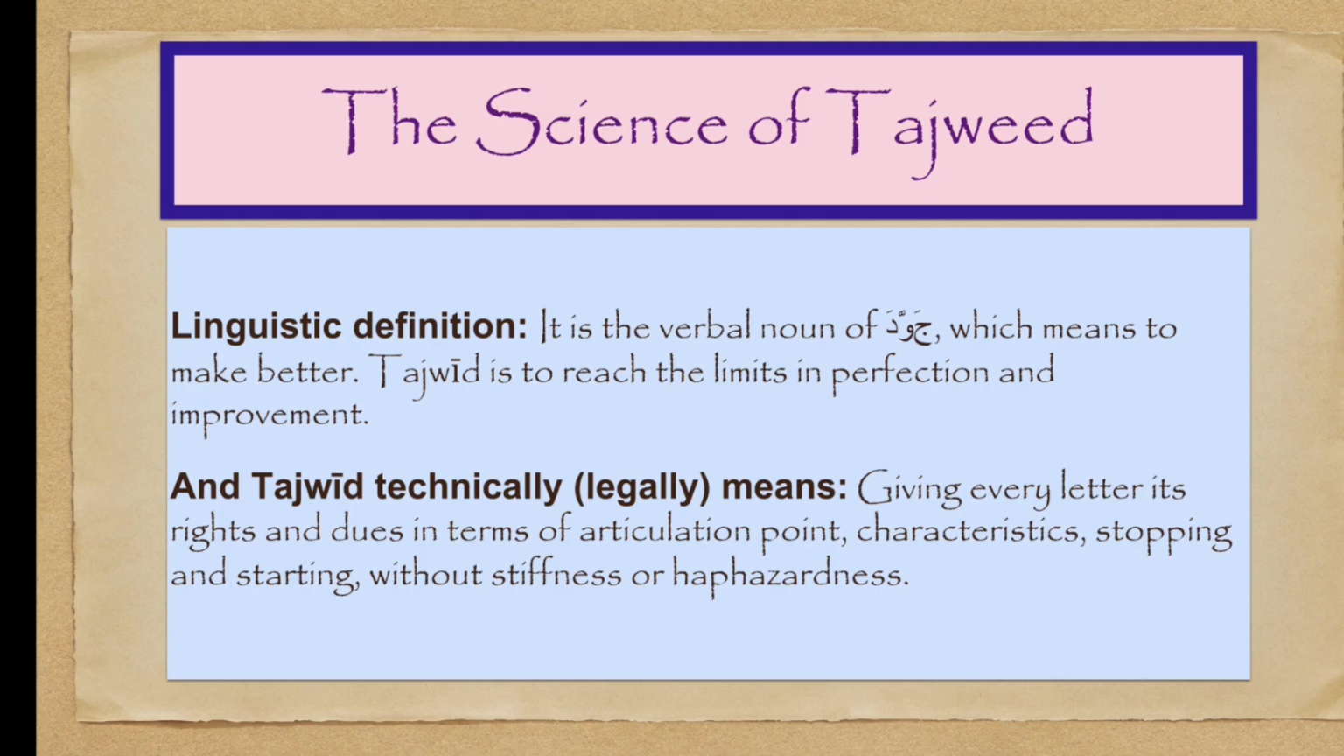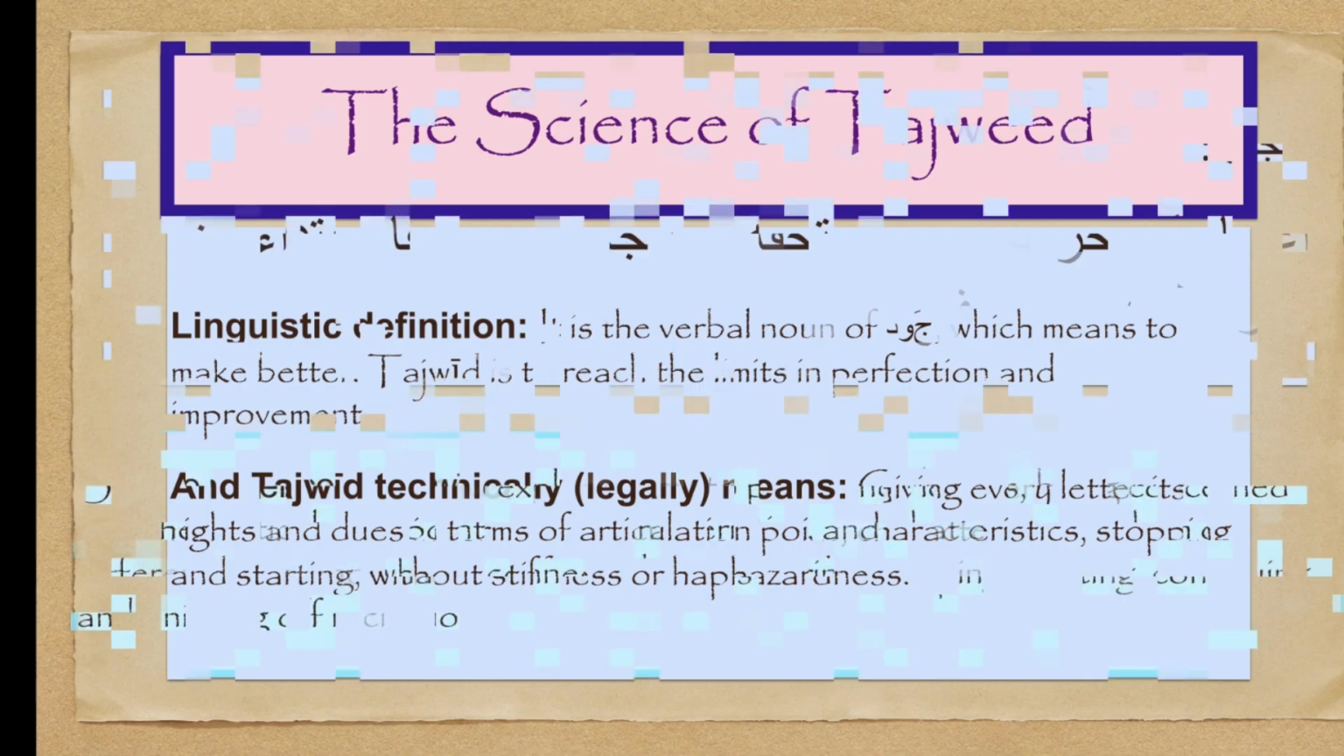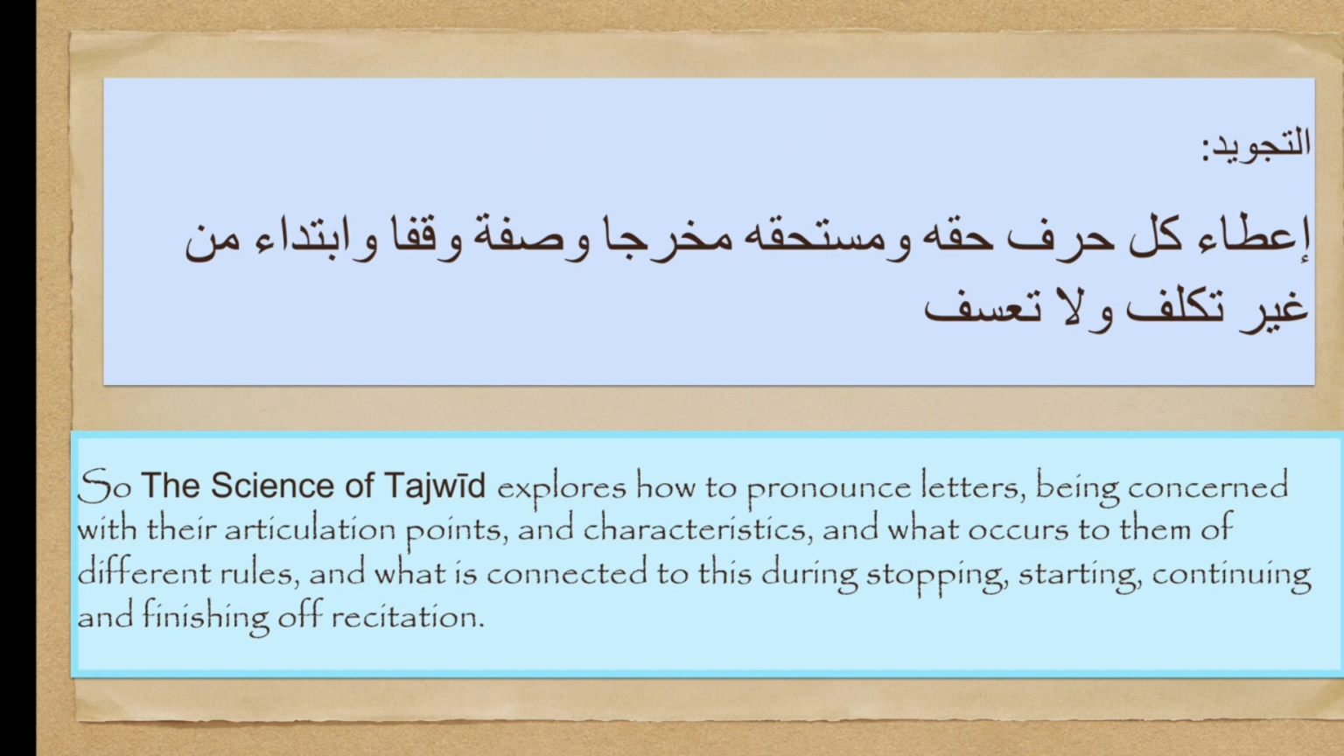So technically, it means giving every letter its rights and dues in terms of articulation point, which is makharij, characteristics, which is sifat, stopping and starting, which is waqf and wasl, without stiffness or haphazardness. So Tajweed in Arabic: إعطاء كل حرف حقه ومستحقه مخرجا وصفة وقفا وابتداء من غير تكلف ولا تعسف.